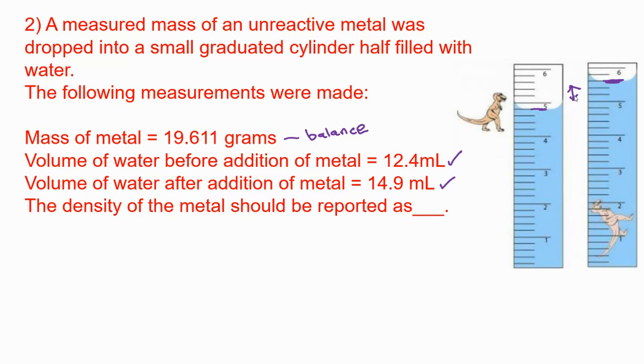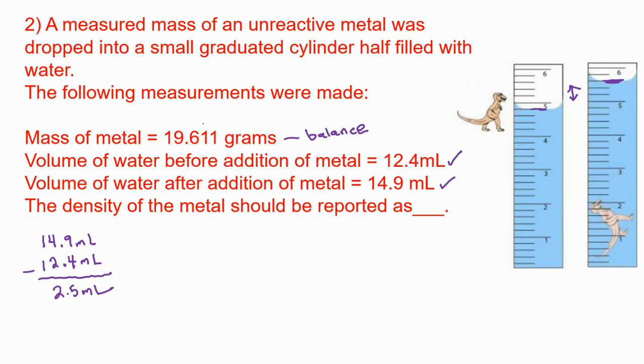The difference between those two values would be equal to the volume that the dinosaur itself takes up. That's how you find volume through displacement. So in this particular problem, the cylinder with the metal is equal to 14.9 milliliters, and the cylinder without the metal is 12.4 milliliters. The difference of those should give us the volume of the metal that went into the cylinder. This comes out to 2.5 milliliters. The mass was given to us in the beginning of the problem.